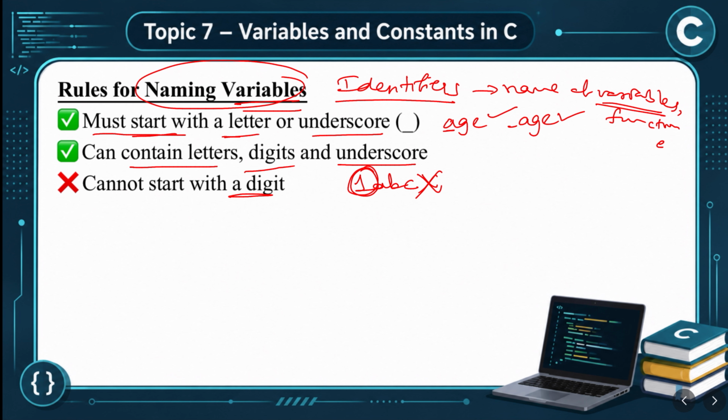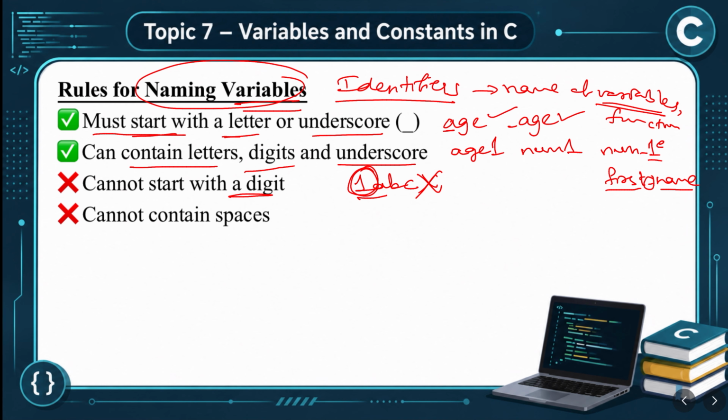It can contain letters, digits, and underscore. Means what? age1, or you can say num1, or else num_1, or first_name. So it can have letters, numbers, and underscores inside them, but it cannot start with a digit. It cannot contain spaces, right? So you should not use spaces when you are defining, like this: first name, not valid. You can use underscore. If you have two words, you can combine them with an underscore. This is valid, but you cannot have a space.